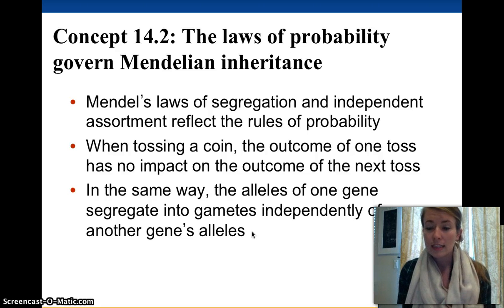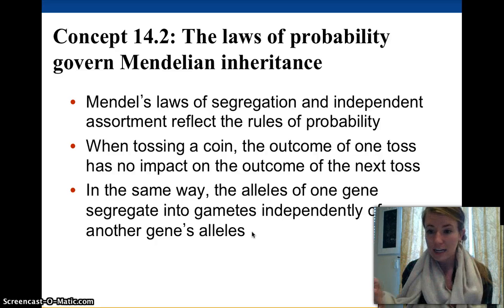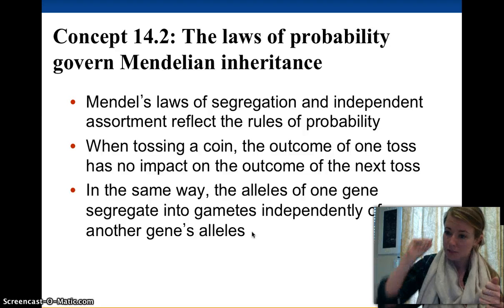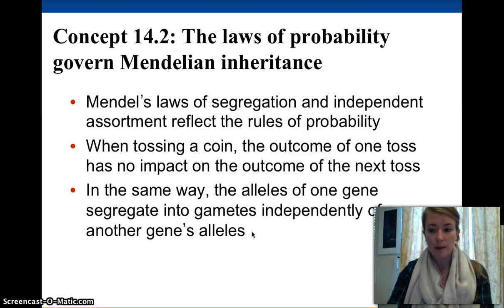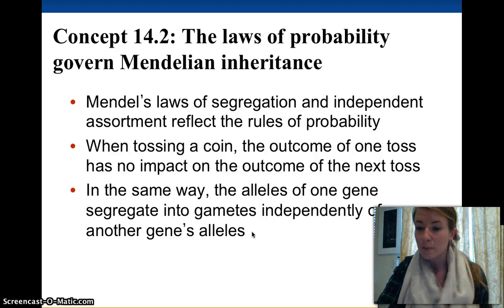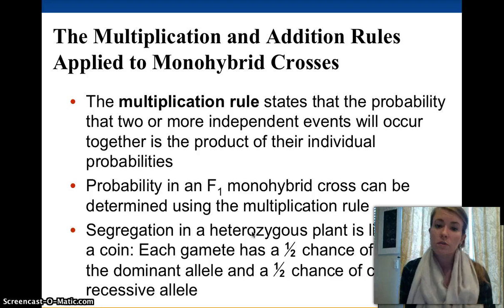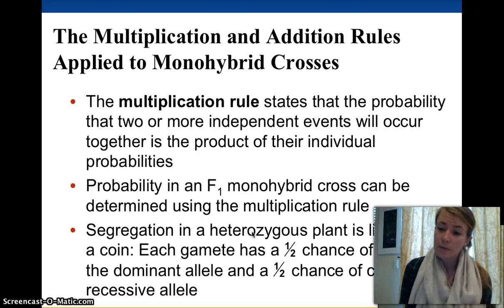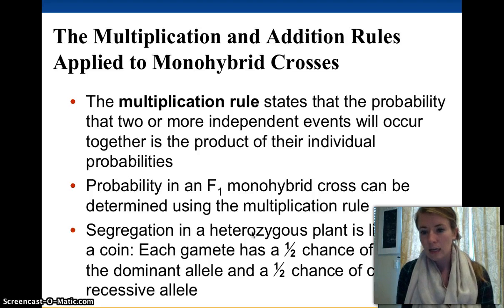And it's the same way with alleles. If I segregate my two alleles, maternal one going this way, paternal one going this way, that does not affect how the next one segregates. Okay? So we have all 23 homologous pairs in a line. They assort completely independently of each other, just like the coins flip completely independently of each other. So there are two rules that we're going to learn about: the multiplication rule and the addition rule.